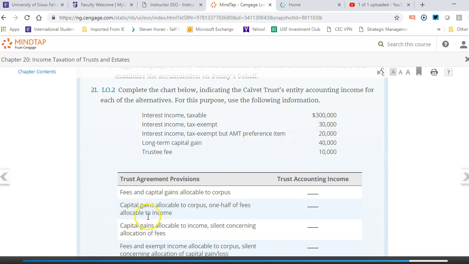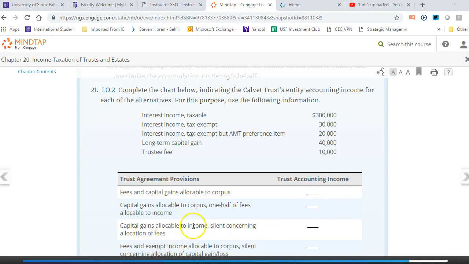For the second one, capital gains allocable to corpus, 1/2 of fees are allocable to income. So it's kind of the same thing. It's the 300 plus the 30 plus the 20 for 350, but then I subtract half of the trustee fee of 10,000. So then I back off half of 10,000, which is 5,000. So I get 345. So it's 350 minus 5 for 345.